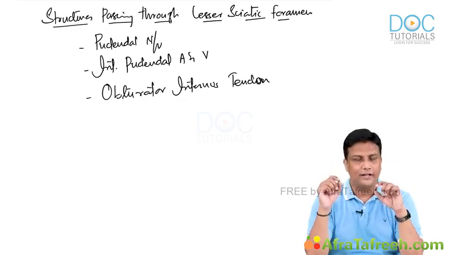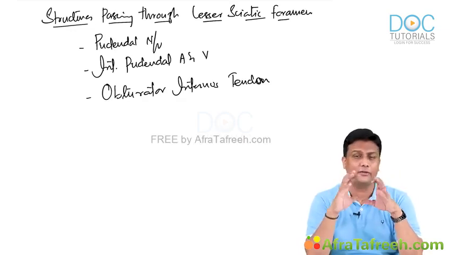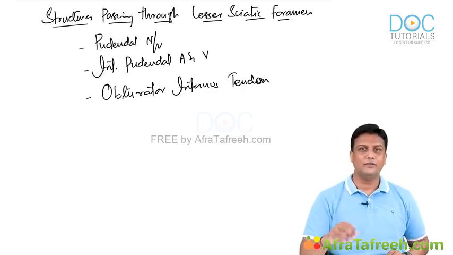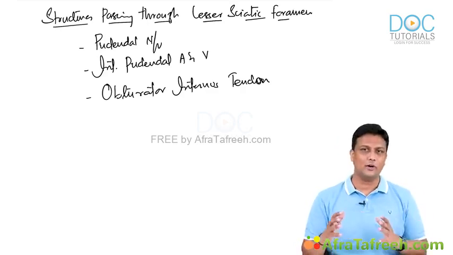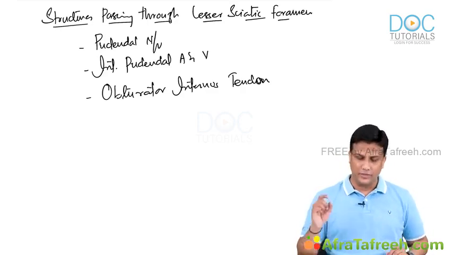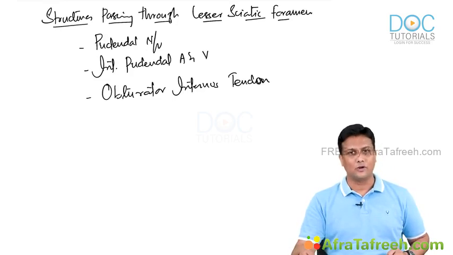So this is how we can make the topic of structures passing through the greater and lesser sciatic foramen very much easy. All those structures we can learn easily once you have learned about the gluteal region. So follow in the same order, learn the gluteal region, then you learn about these structures passing. I hope this is making some sense over here, guys. Okay, so that's all. This completes the topic here.